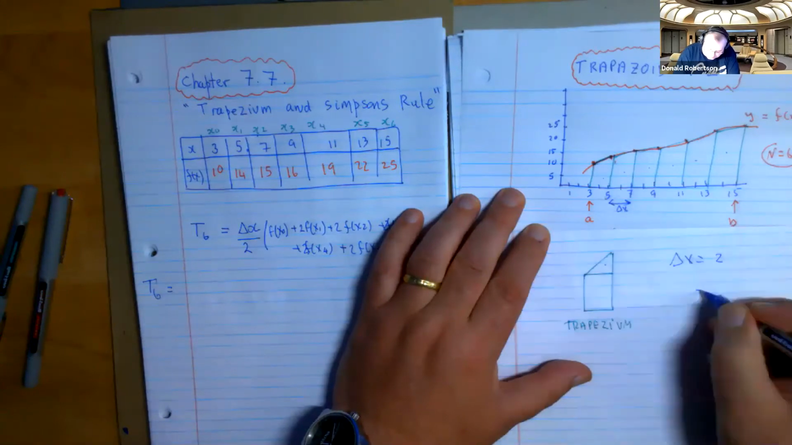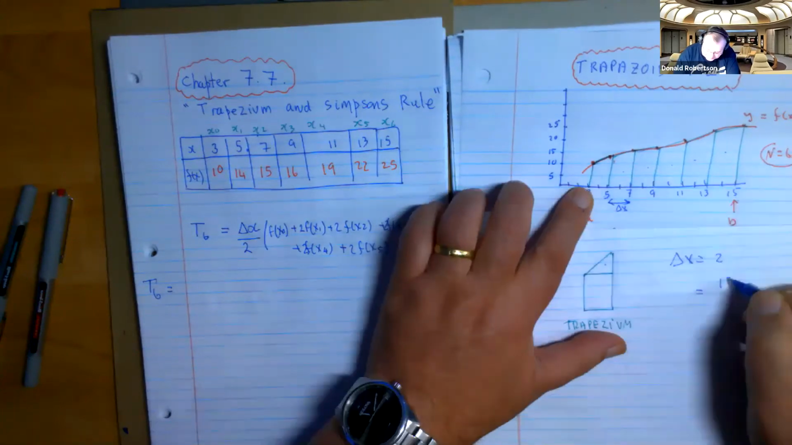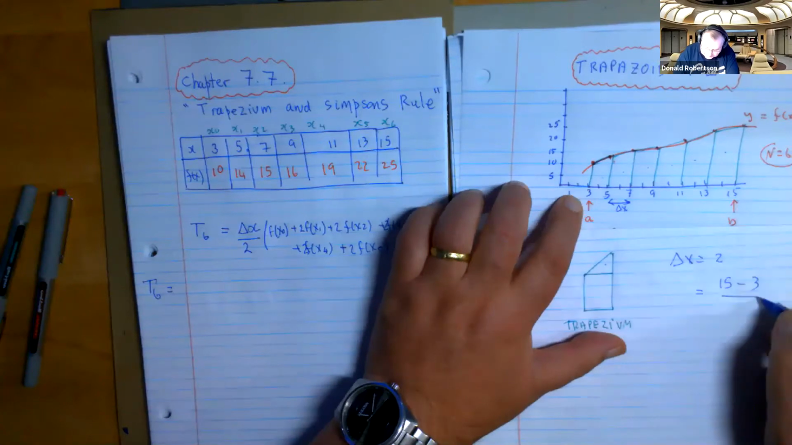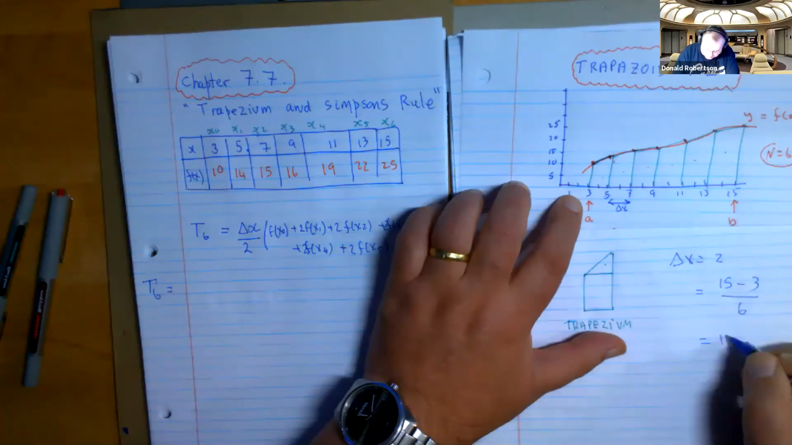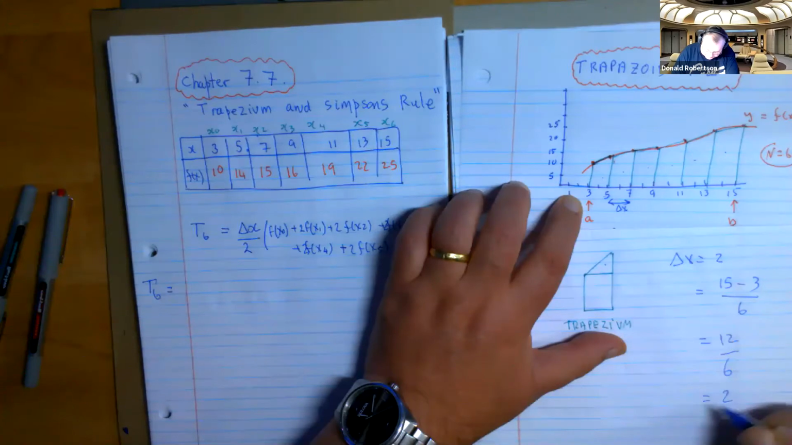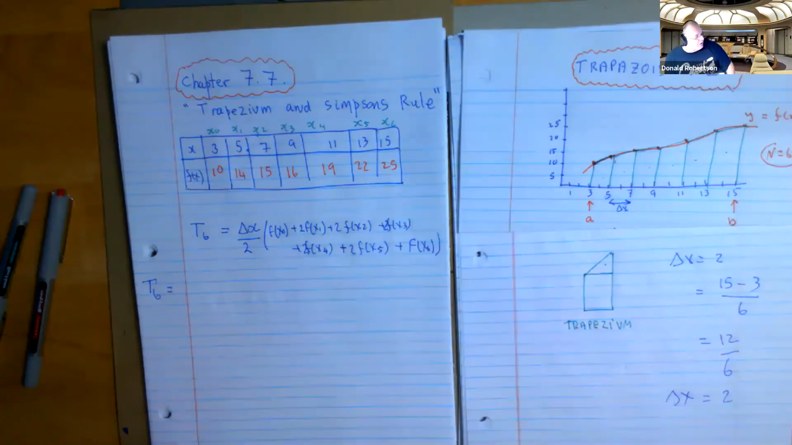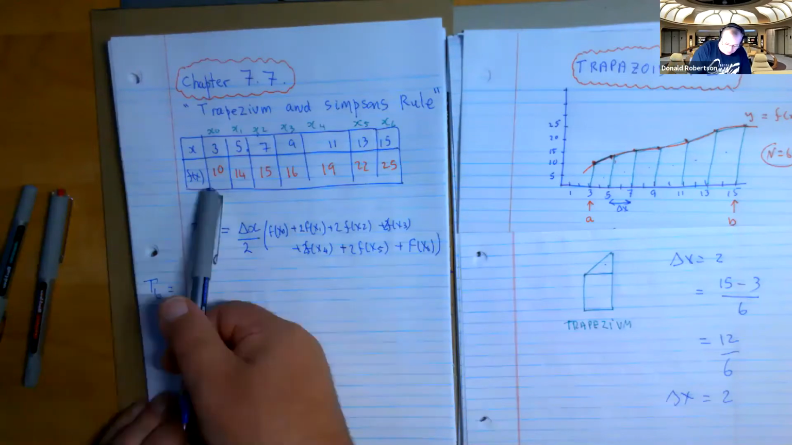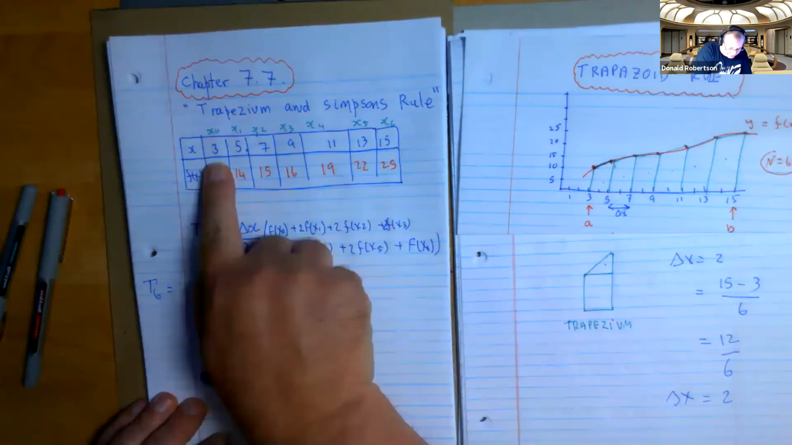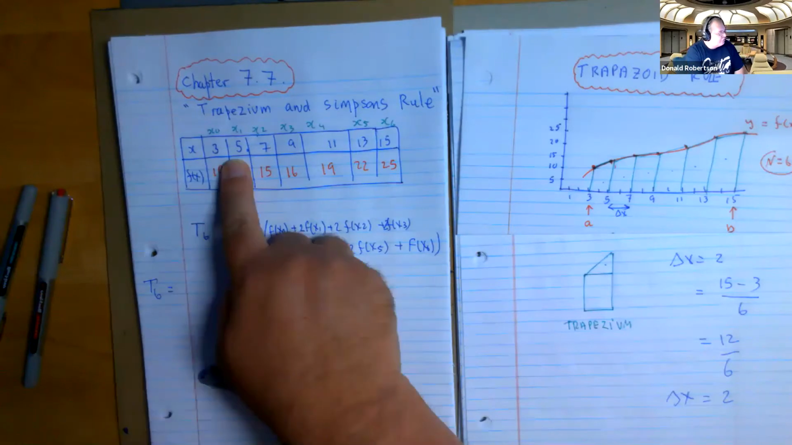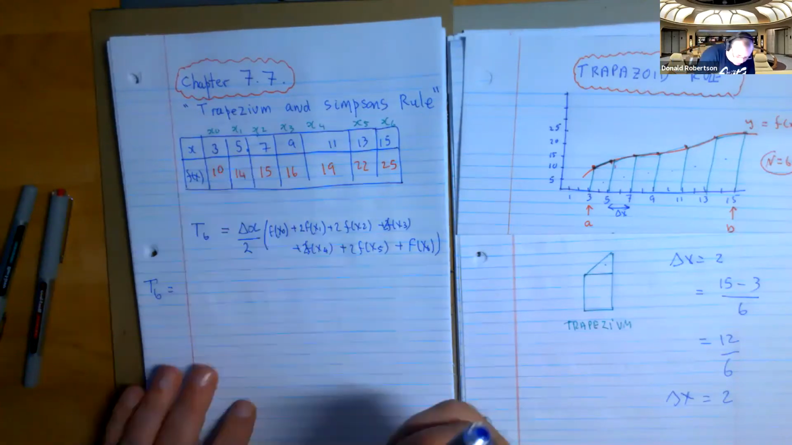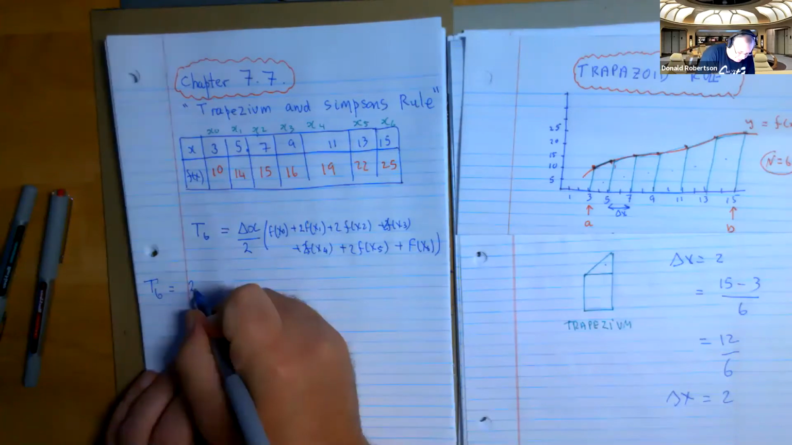But if I couldn't figure it out, wouldn't I just take A and B and divide by the number of strips? And I'd still get 2, right? So I could figure it out if it wasn't obvious. If they give me a table of values, so there's no picture, don't I just look at this number and delta x is 2? Right, so it's not hard to get delta x. So what have we got? We got 2 divided by 2.